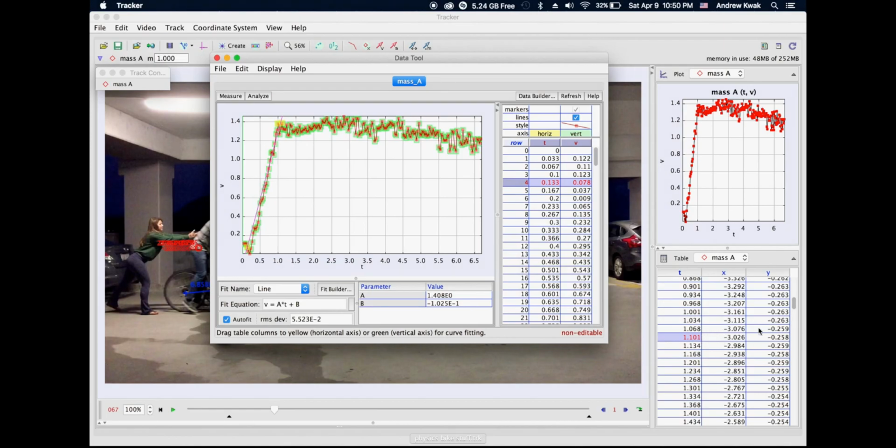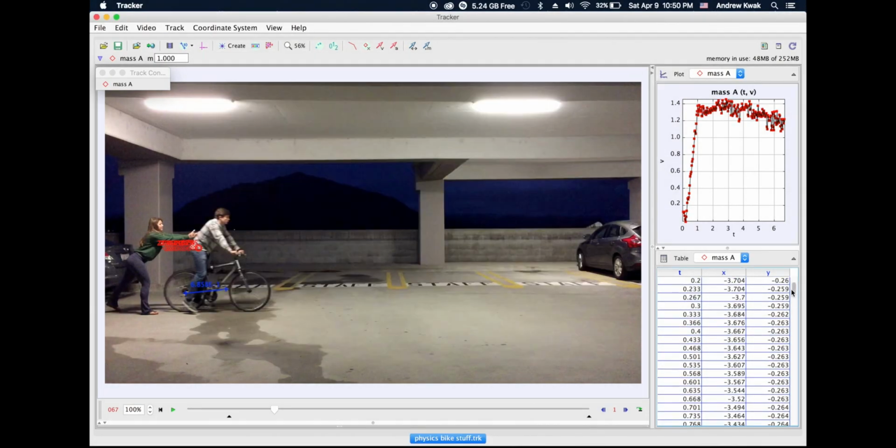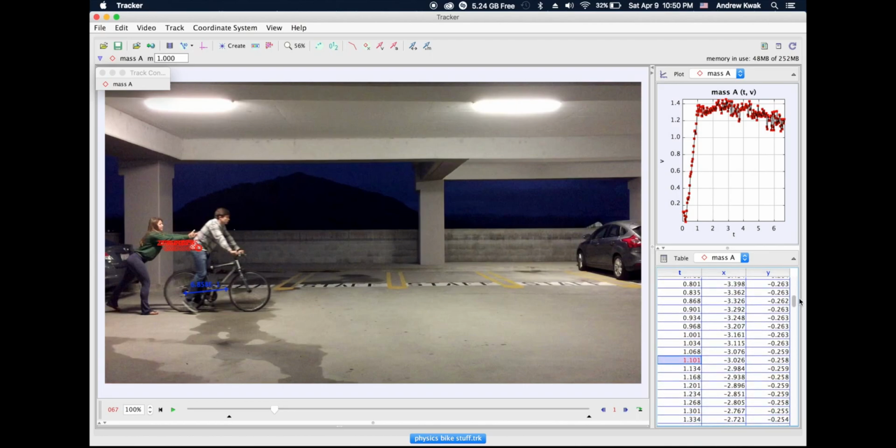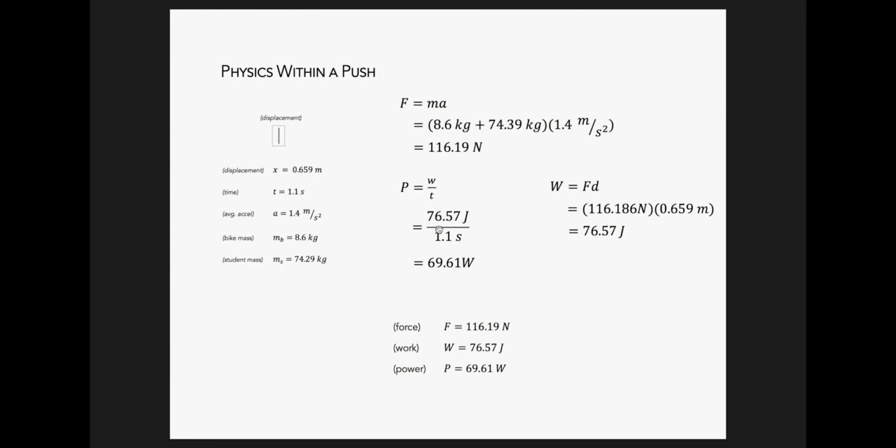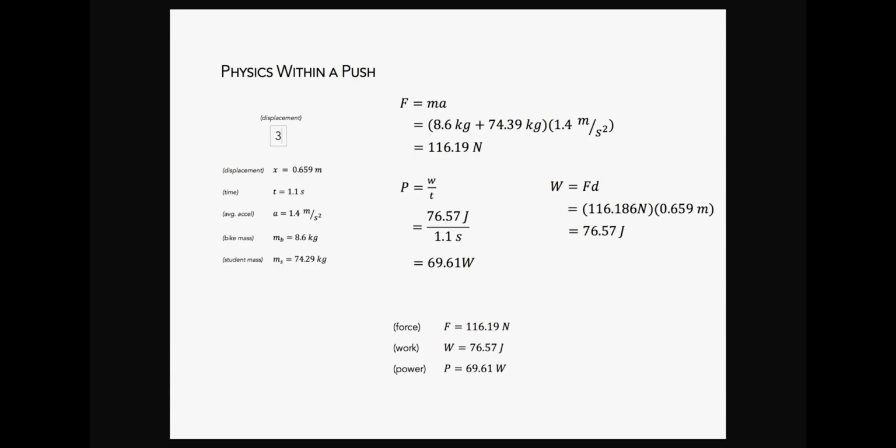For that we can look over here and see that it started at 3.026 and ended at 3.685. The tracker data started me at a negative displacement, so we start with my final position, which was positive, 3.685 meters, and subtract that negative, negative 3.026 meters, which gives me a total displacement of 0.659 meters.